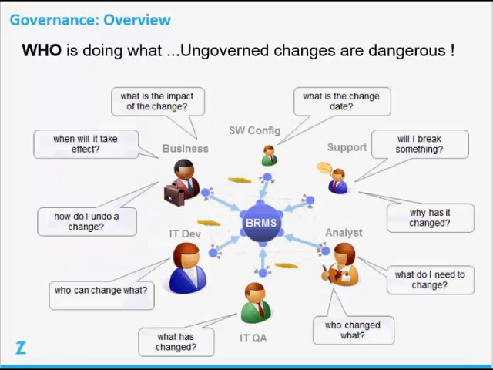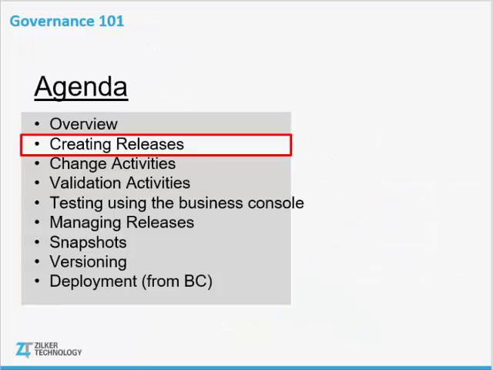And when we try to apply changes to business decisions in an unmanaged way, we're always asking these types of questions. Am I going to break something? How do I undo a change? What's the impact of that change? When's that change effective? All these types of questions come about when we talk about managing decisions and the challenge of doing ungoverned decisions.